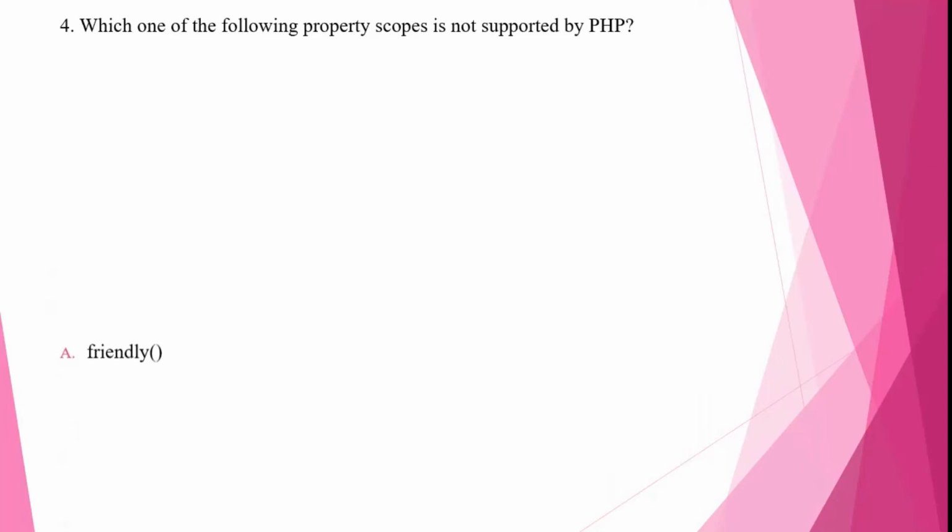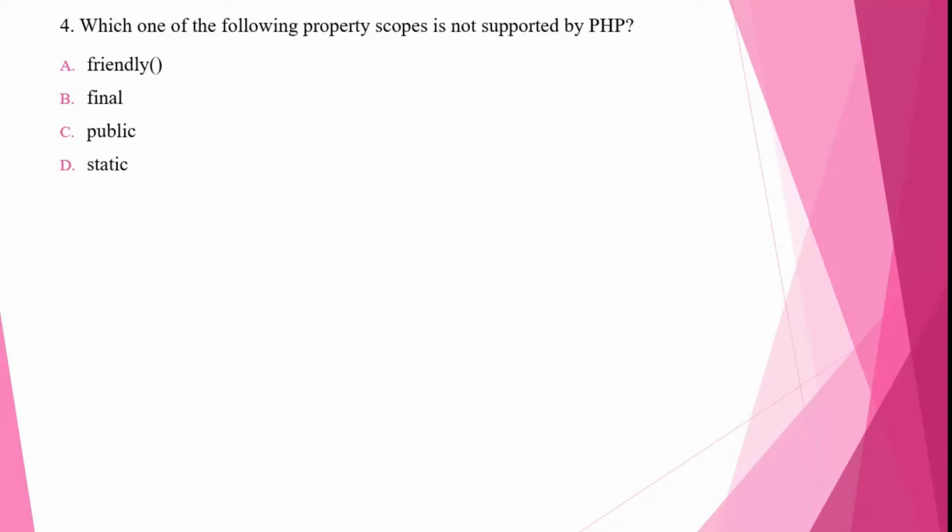Next one, which one of the following property scopes is not supported by PHP? First option, friendly function. Next one, final. Next one, public, and the last one, static.